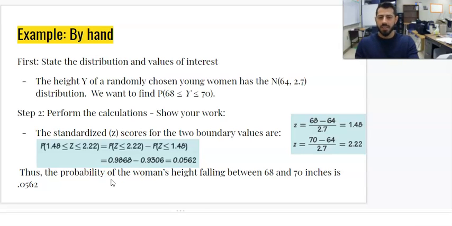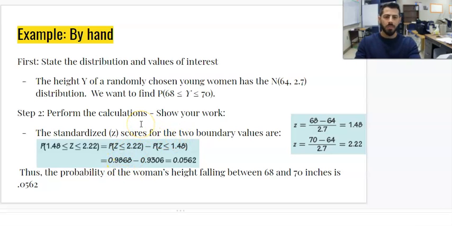So we can calculate the z-scores here. 68 minus 64 over 2.7. Value minus mean over standard deviation gives us the z-score for that. And then value minus mean divided by standard deviation gives us the second z-score. The probability we're interested in is the area of the curve that is between those two z-scores.